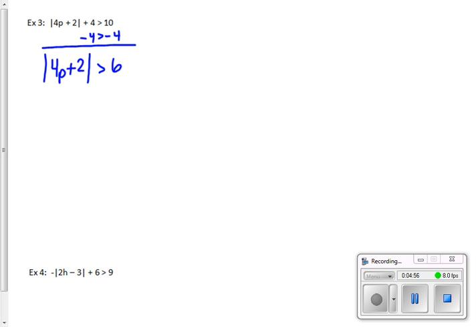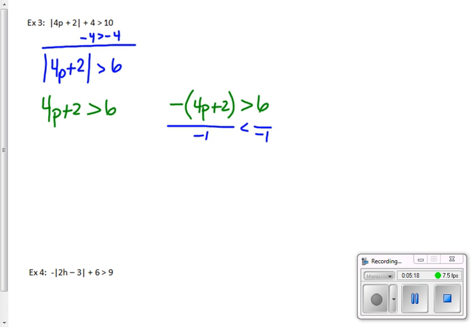The positive case is 4p plus 2 is greater than 6, and the negative case we have is negative (4p plus 2) is greater than 6. Now again, for the negative piece you can determine if you want to distribute the negative or divide the negative out. I like to go ahead and divide the negative out right away. Flip the inequality sign, and we have 4p plus 2, because these negatives would cancel, is less than negative 6. And now both these equations we can go ahead and solve for p.